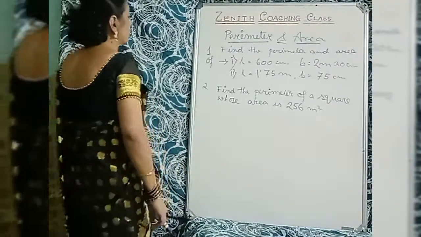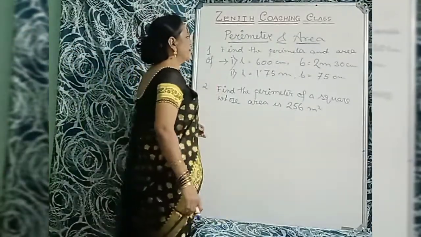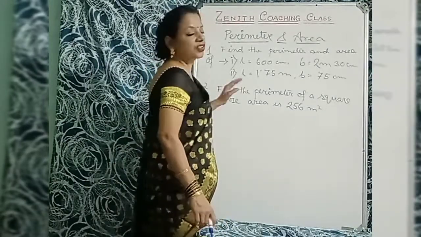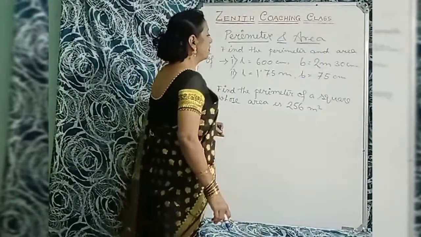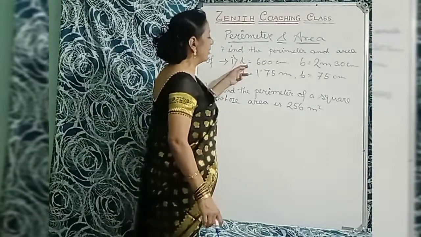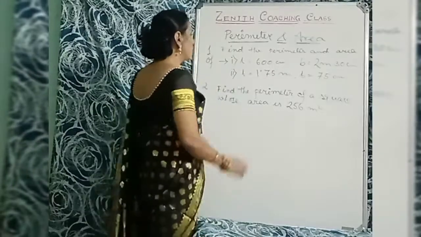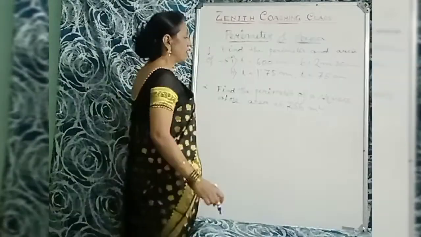So this is the first sum for you. That is a very easy sum. Find the perimeter. It is a recap of your class 6 chapter. Find the perimeter and area of number 1. Length equals 600 centimeter. Breadth equals 2 meter 30 centimeter. So concentrate here. Length equals 200 centimeter.